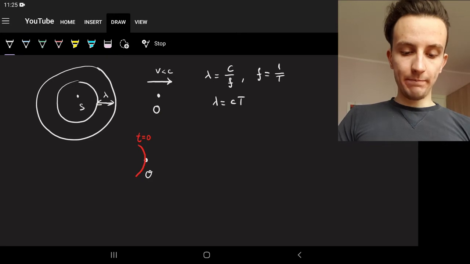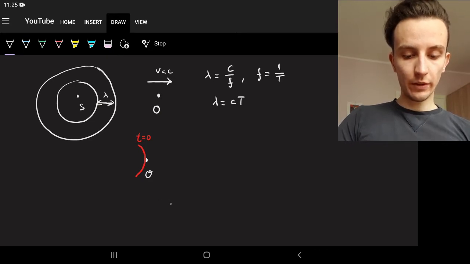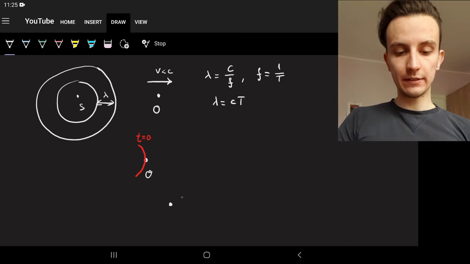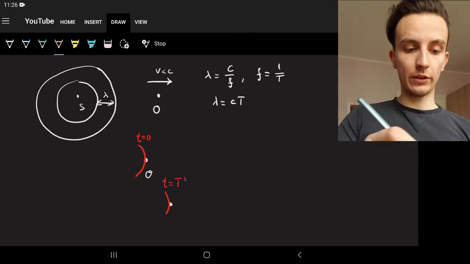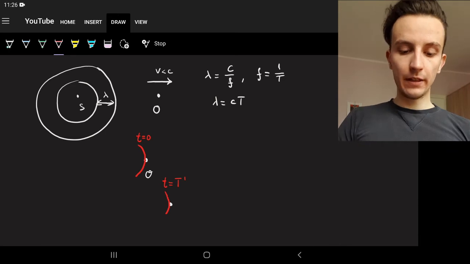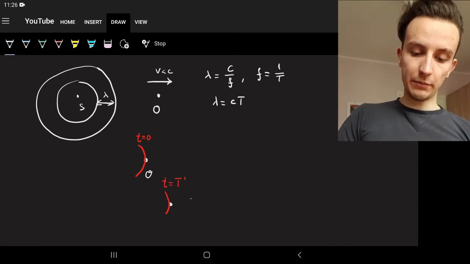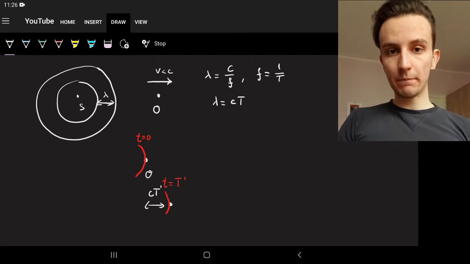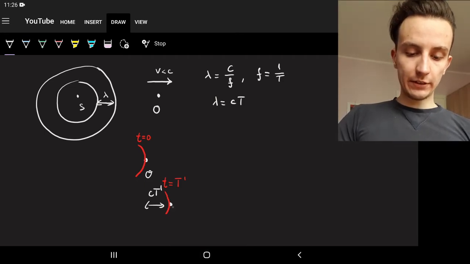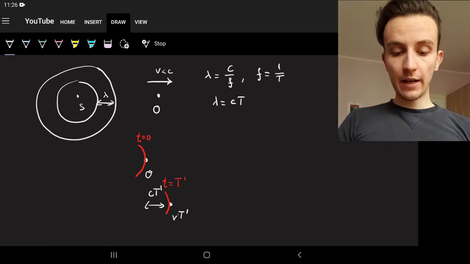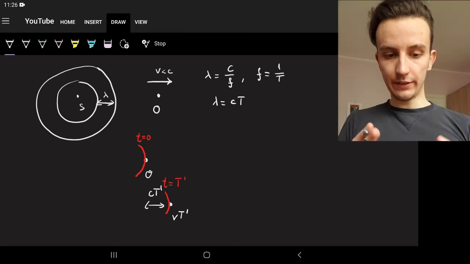So after some time, we want the second wavefront to reach, and we're going to mark it at t equals t prime. We want the second one to reach. Now the wave has since traveled ct prime. The wavefront had to travel ct prime. And the observer has traveled vt prime. And the wave had to cover the distance lambda.